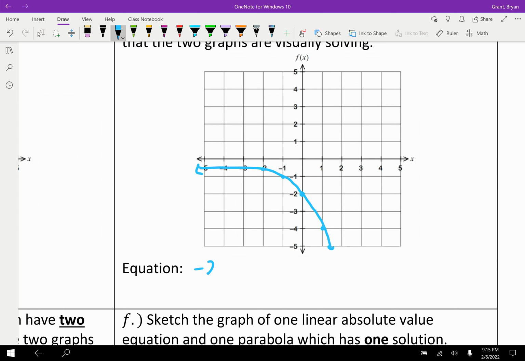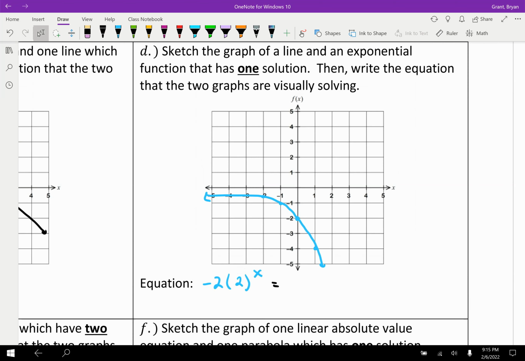Well, the y-intercept is my a value. We've discussed that before, and I'm doubling every time. And I think if you graph this function, you'll see that it matches. Then we need a line, and it has to have one solution. But lines are so easy to write, especially in HK form.